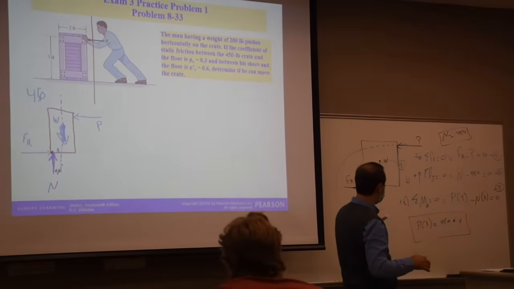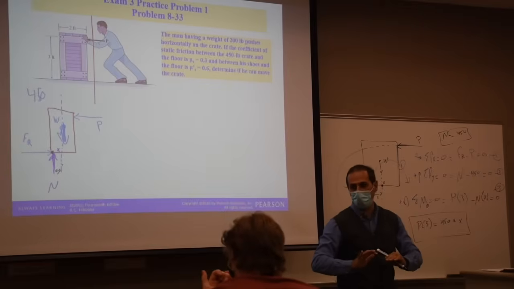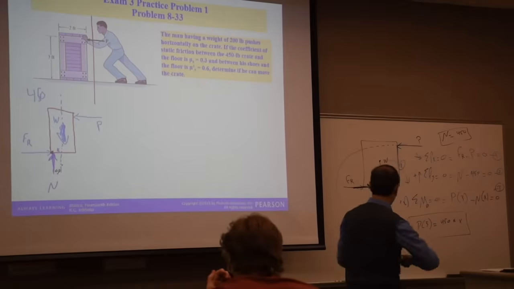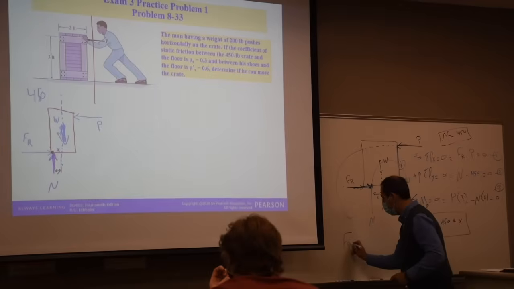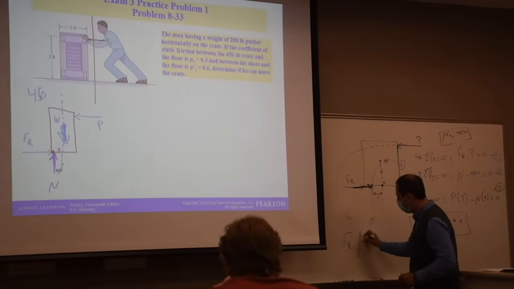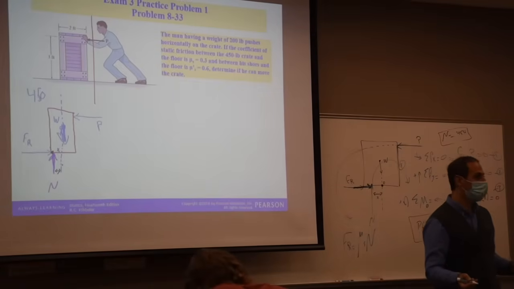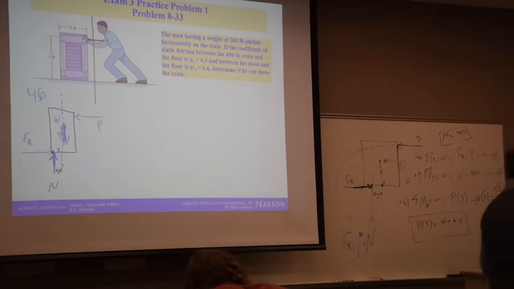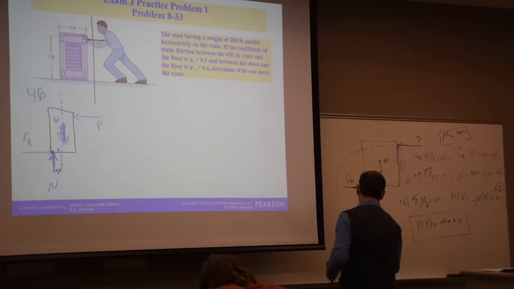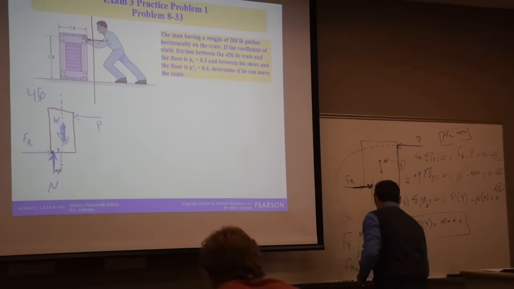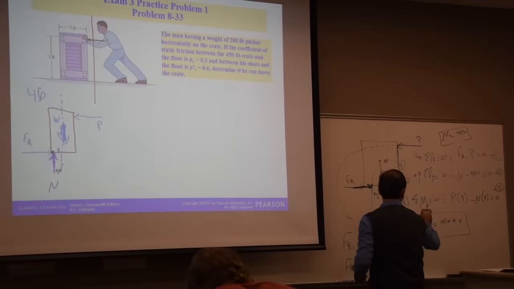If we want to see if the subject is going to be able to move the box, so it's about to move, we can use my friction: Fr equals mu s multiplied by normal. Do you remember this formula? So Fr is going to be mu s for the box, which is 0.3, multiplied by the normal force, which is 450.